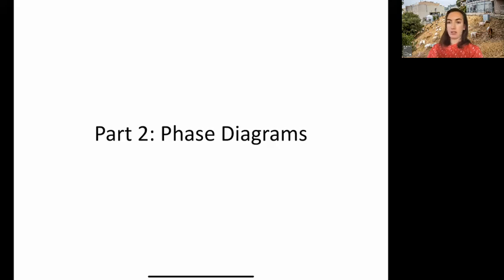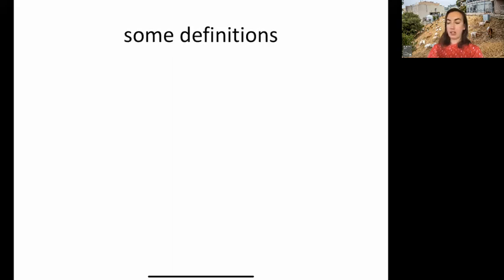This is the part of the discussion that's new material as opposed to logistics and review, and we're going to be talking about phase diagrams. Before we get into that, just some quick definitions that you'll definitely need to know.